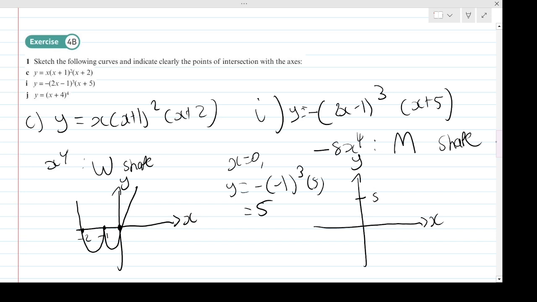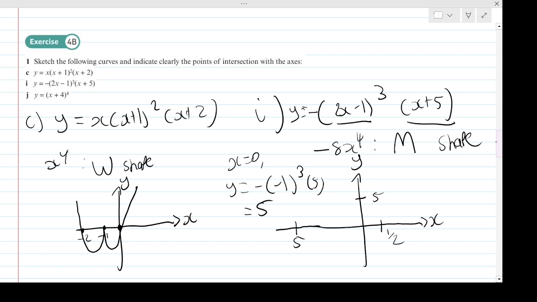Lastly, we need the roots. That's when each bracket equals 0. So 2x minus 1 equals 0, which means x would actually be a half. Okay, so let's say it's about there, a half. And the other bracket would be x plus 5 equals 0, so x would be minus 5. So actually, it'd probably be about there somewhere.